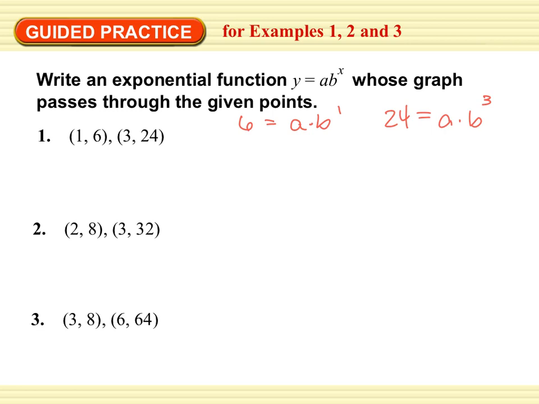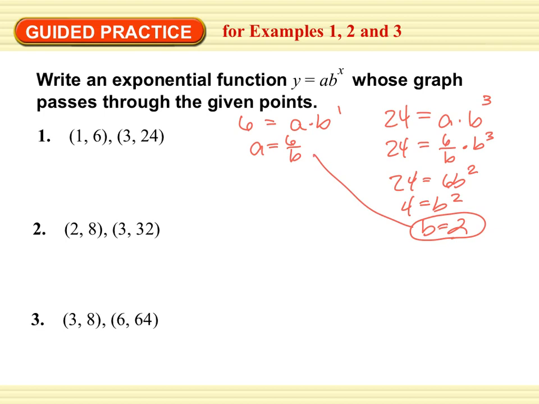So let's take one of these and solve for a. I'm going to say a equals 6 over b and plug it into this one. 24 equals 6 over b times b cubed. That simplifies to 6b squared. Divide both sides by 6, I get 4 equals b squared, therefore b equals 2. Fantastic. Going back up here, a equals 6 over 2, which is 3. So y equals a times b to the x.